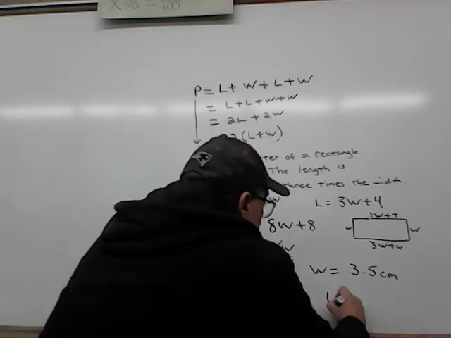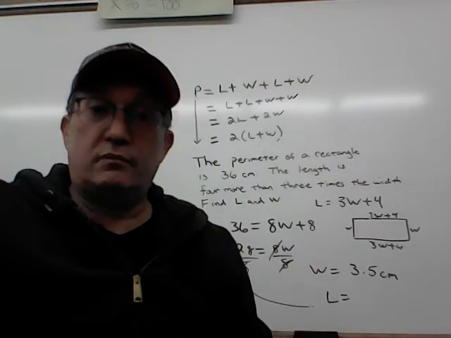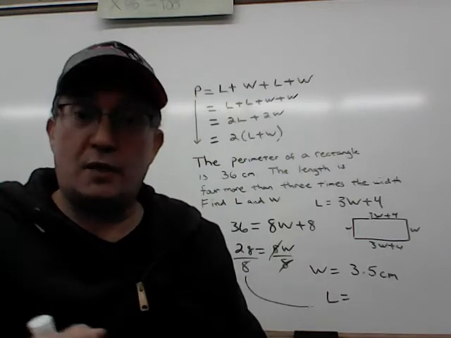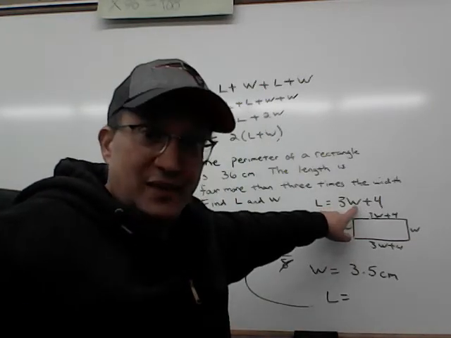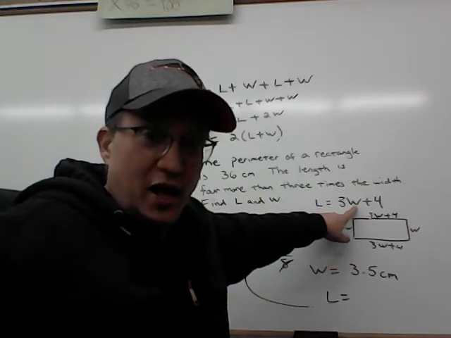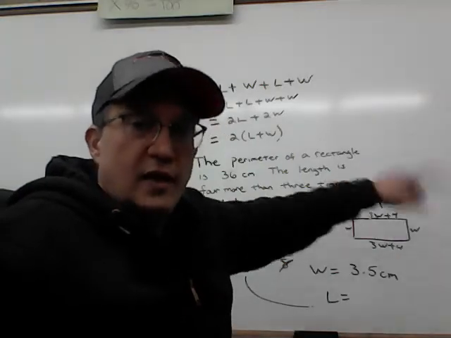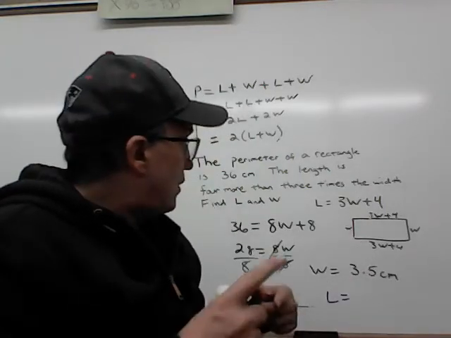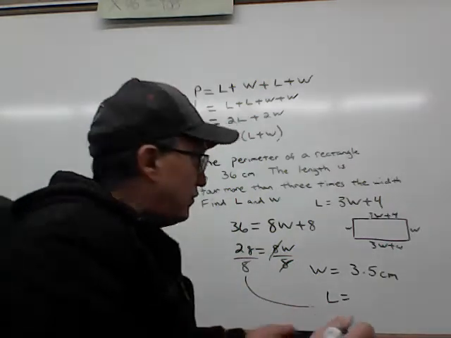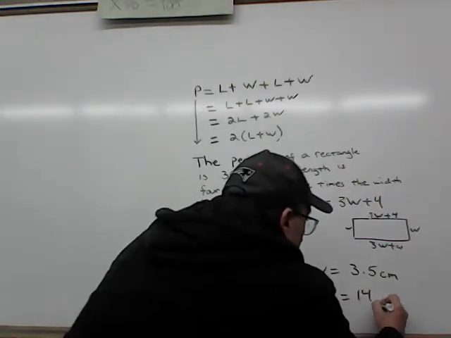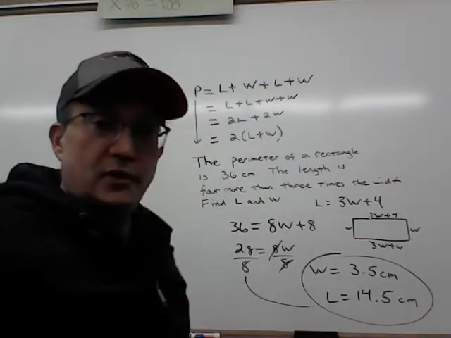We also have to find the length. So what we actually do here, I don't know if I said it this way before, but we substitute now this 3.5 centimeters into this expression up here that we came up with for L. So we have to multiply the 3.5 by 3 and then add 4 to that result. 3 times 3.5 is 10.5 plus 4 is 14.5. So 14.5 centimeters. And there it is.